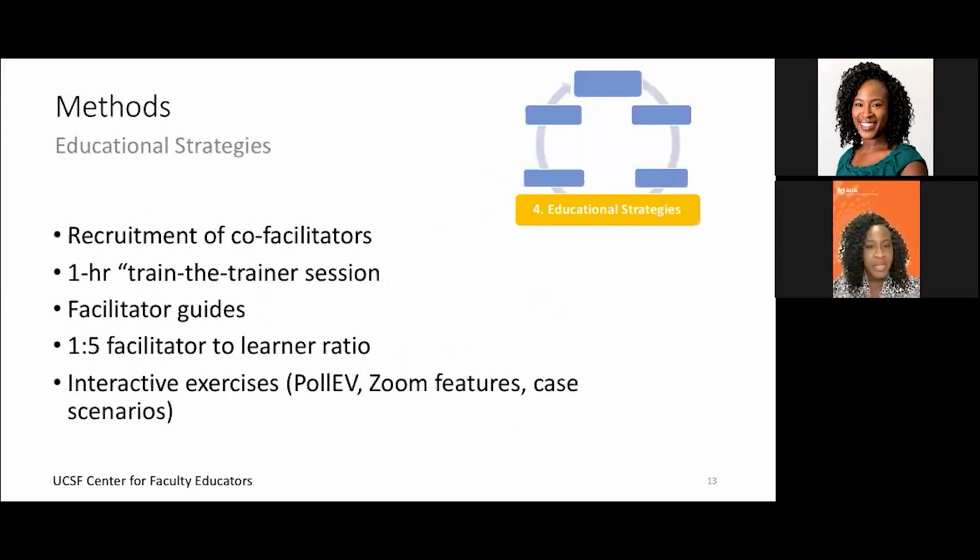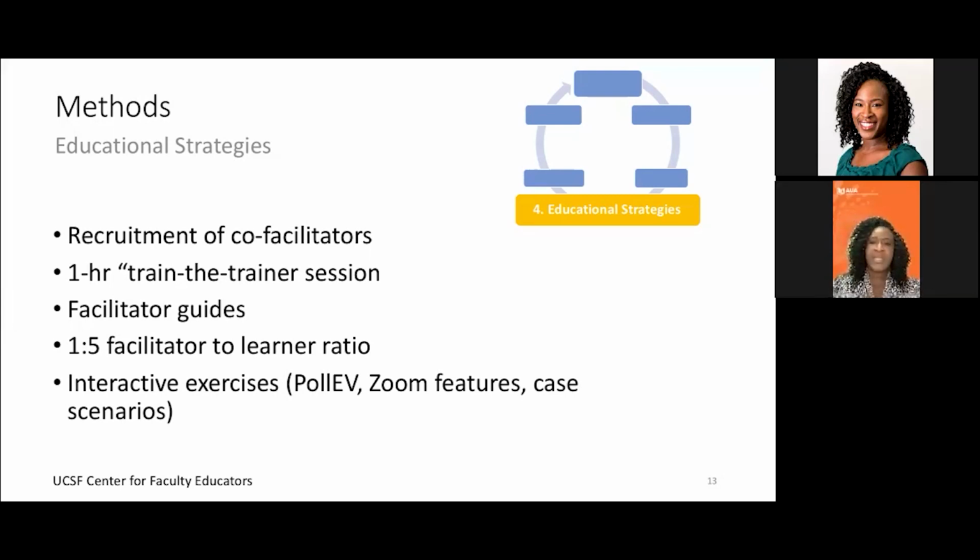So within educational strategies, we recruited co-facilitators with experience in, or even just interest in performing, DEI training from different departments across the campus. This included pediatrics, internal medicine, emergency medicine, general surgery, obviously anesthesia, orthopedic surgery, and otolaryngology.